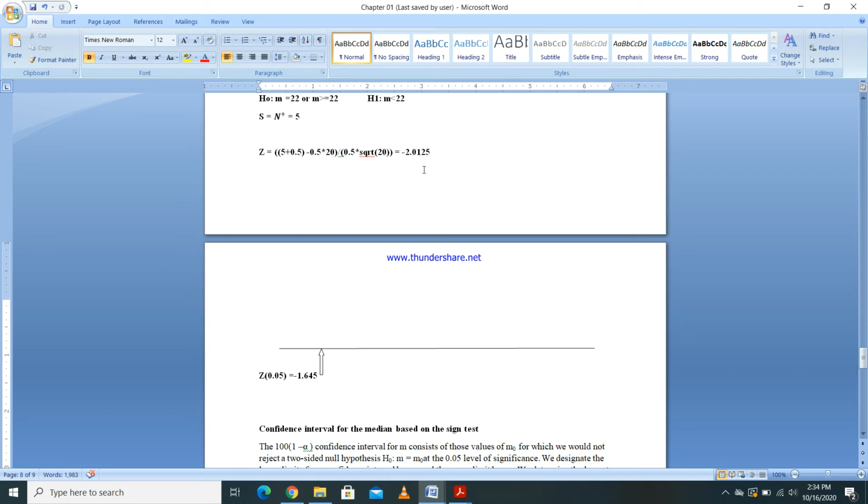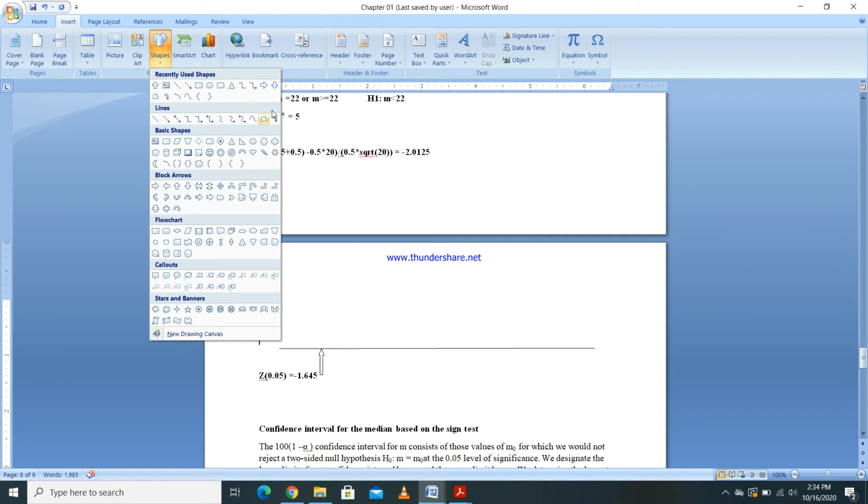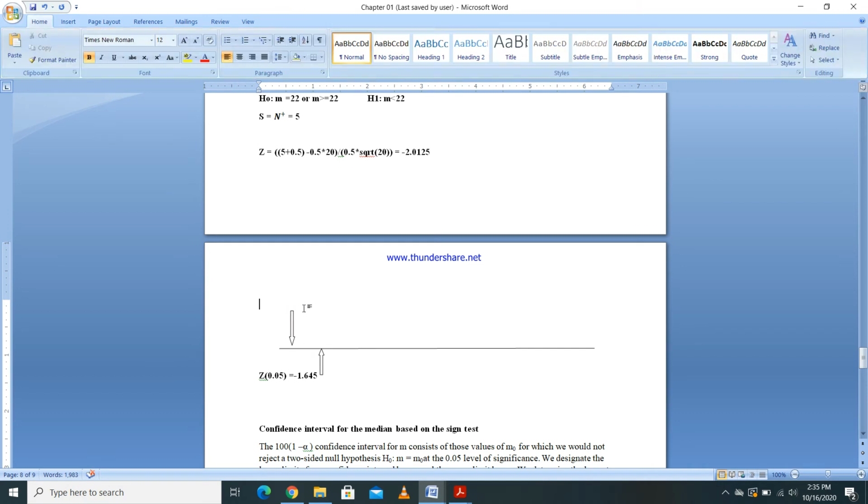Now our test statistic, you can see, is equal to minus 2.0125. So it's lying somewhere here, right? Our test statistic is lying in the critical region. So in other words, we can reject H naught. We have enough evidence to reject H naught.